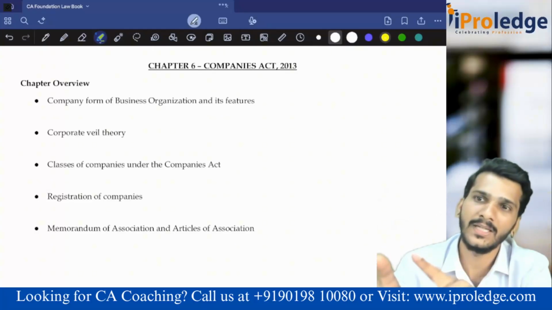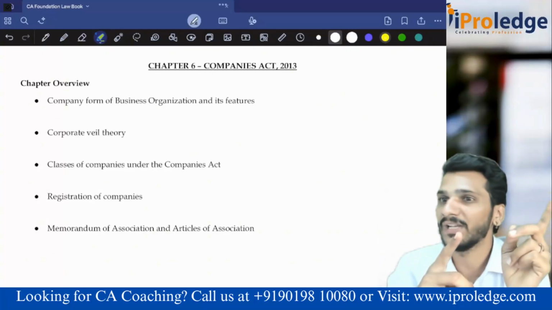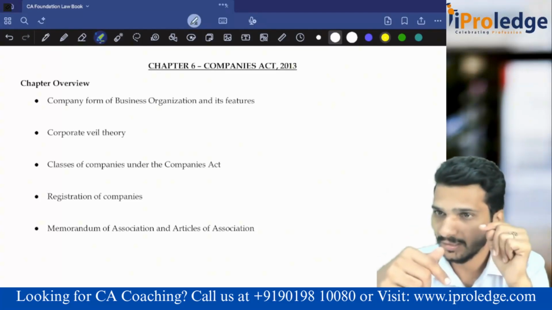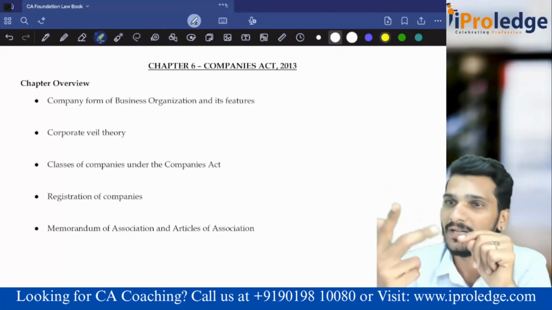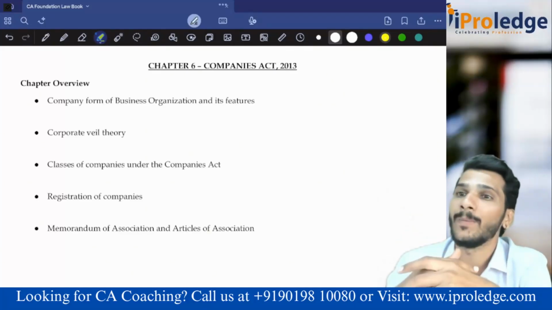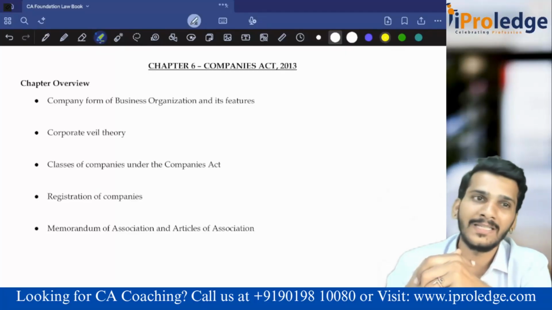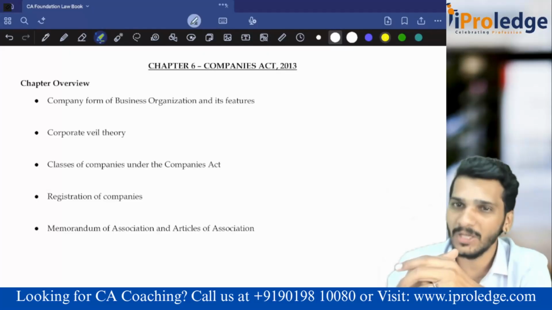That is one of the biggest drawbacks in case of a partnership firm. Partnership firm does not have a separate legal entity. The liability is unlimited in case of a partnership firm. But here, the third feature, first one is artificial legal person, second one is separate legal entity, third one is limited liability. The members' liability is limited here. When I say members' liability is limited, I am not talking about the company liability being limited. Members' liability, whoever is the shareholder.